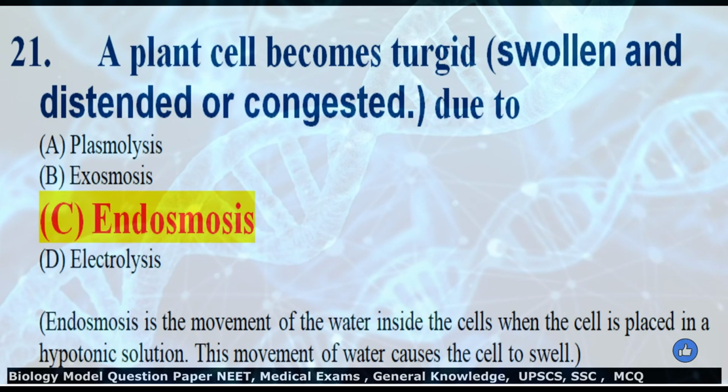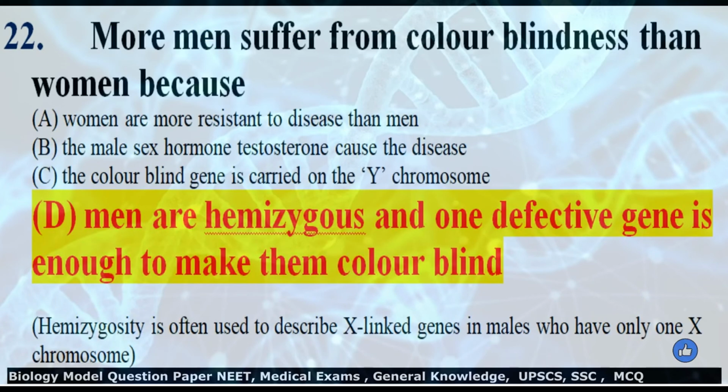Question number 21. A plant cell becomes turgid, swollen and distended or congested due to, answer C, endosmosis. Endosmosis is the movement of water inside the cells when the cell is placed in a hypotonic solution. This movement of water causes the cell to swell.